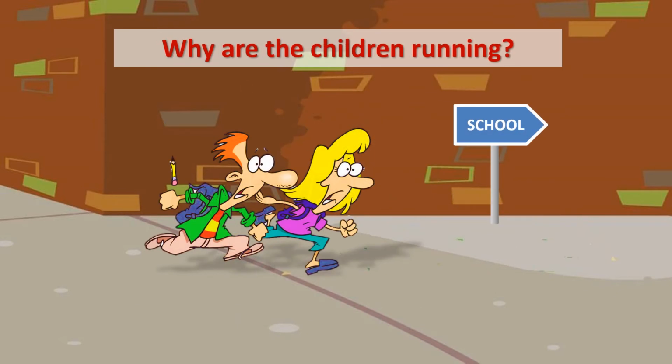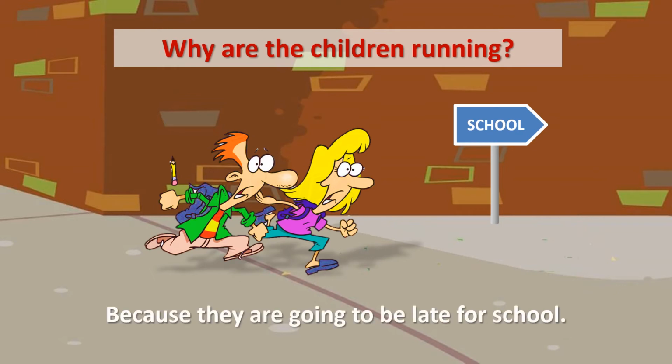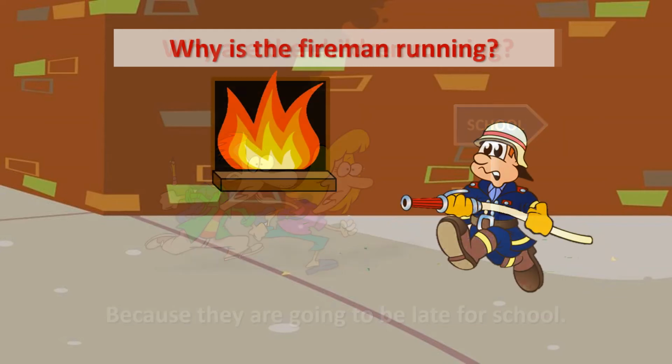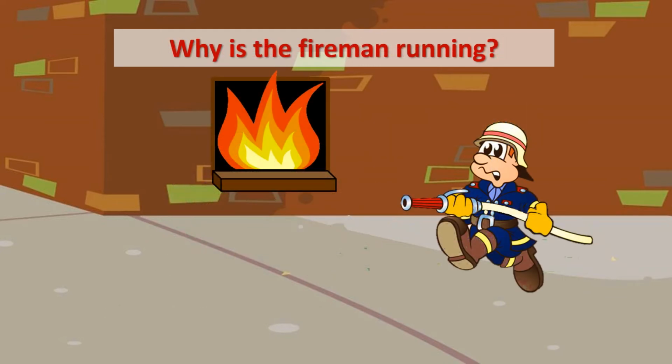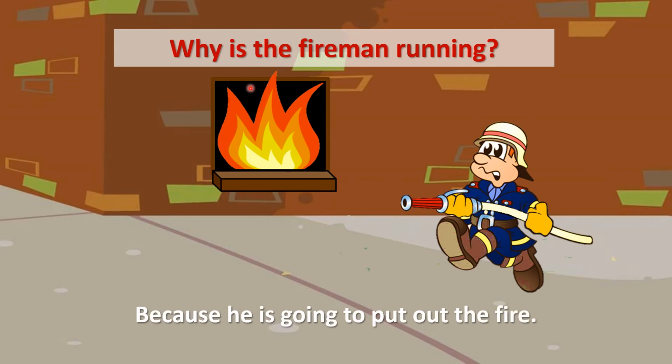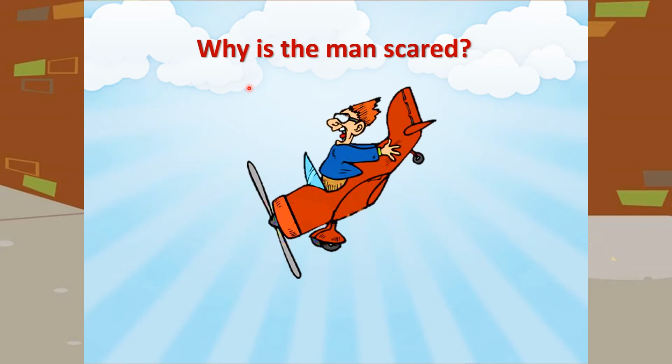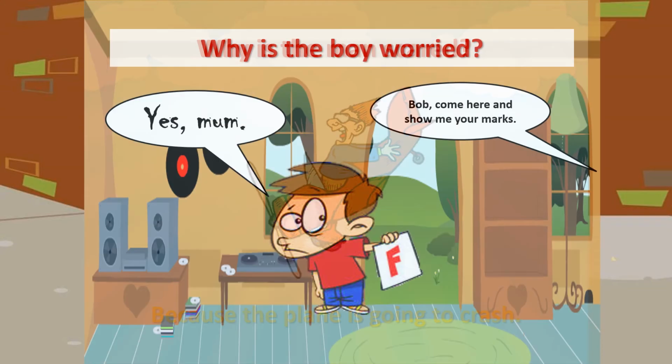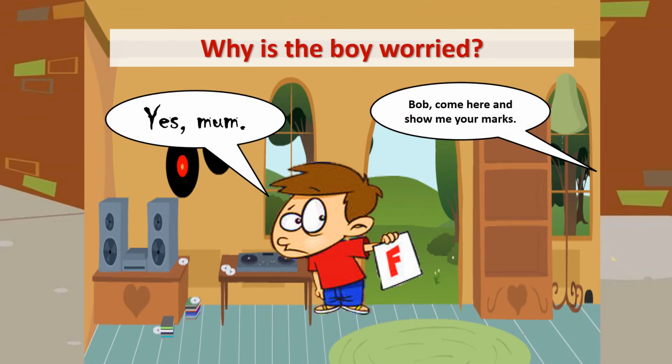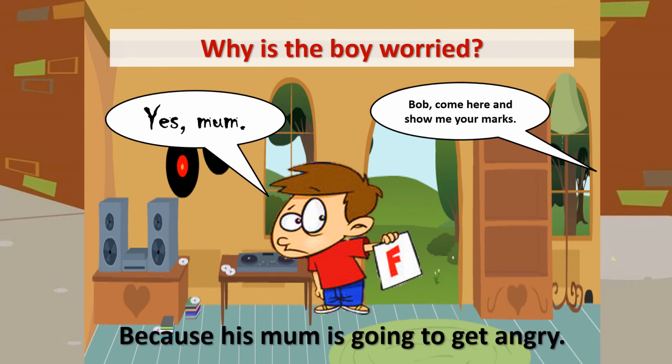Why are the children running? Because they are going to be late for school. Why is the fireman running? Because he's going to put out the fire. Why is the man scared? Because the plane is going to crash. Why is the boy worried? Because his mom is going to get angry.